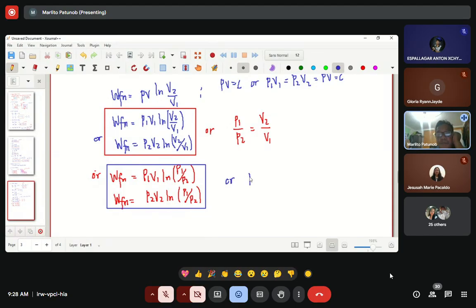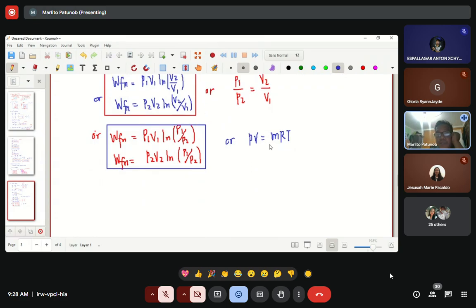Or PB equals MRT. So this can be P1 B1 equals MRT1, or P2 B2 equals MRT2. Okay? So these PB can now be substituted.